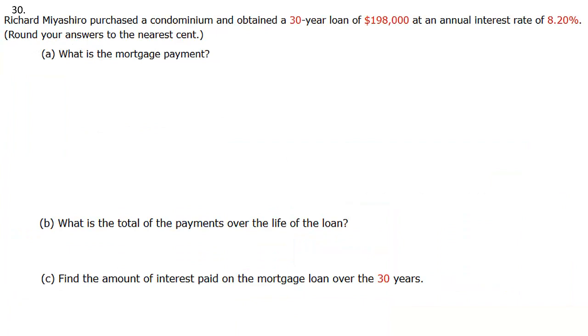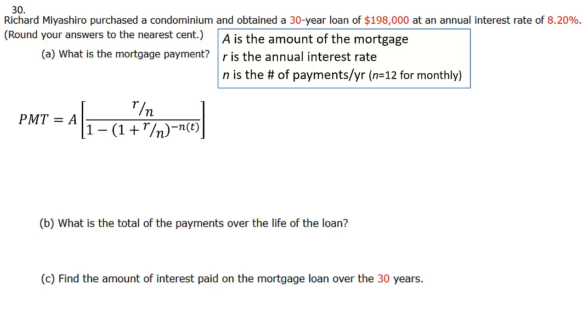Number 30. Richard Maeshero purchased a condominium and obtained a 30-year loan of $198,000 at an annual interest rate of 8.2%. Round your answers to the nearest cent. First question is, what is the mortgage payment?